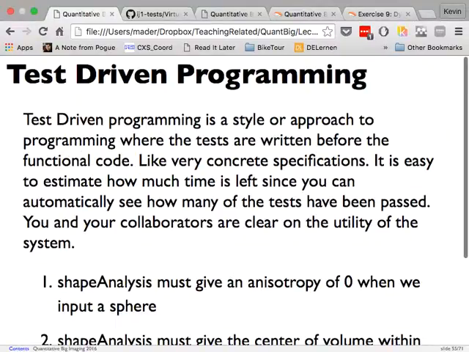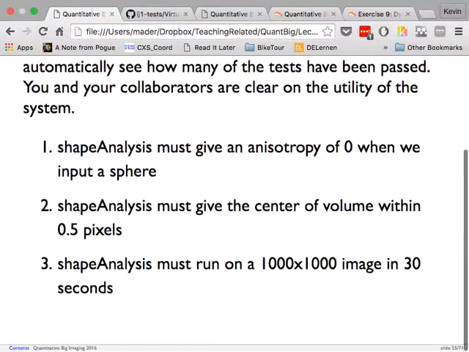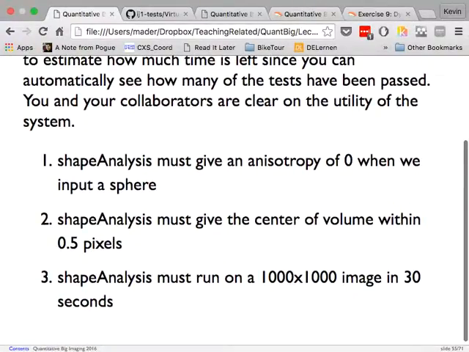Yeah, so test-driven programming or test-driven development is where you really define all of your tests at the very beginning, and then you write the code until all of these tests pass. And you'll see actually there's a fair number of tests that are written about how quickly something has to execute or how quickly something has to fail.